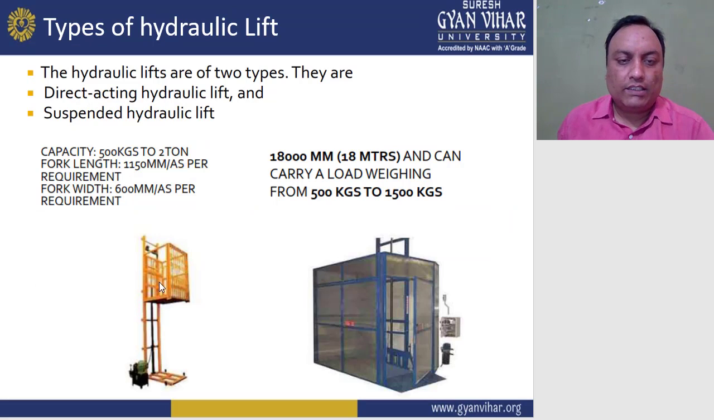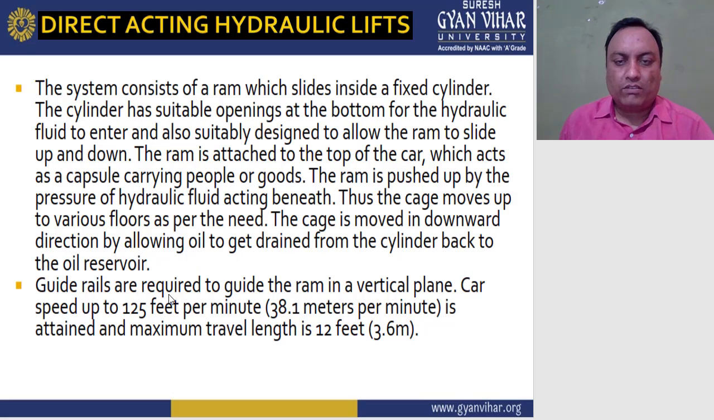This is a cage which moves to the various places where you want to send a person or goods, based on your need, right? And the cage is moved in the downward direction by allowing oil to get drained from the cylinder back to the oil reservoir. So these guide rails are required to guide the ram in the vertical plane.